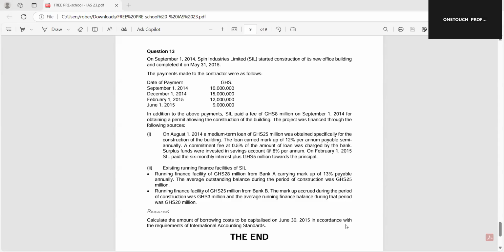2. Existing running finance facilities of SIL. Running finance facility of 28 million from Bank A carrying a markup of 13% payable annually. The average outstanding balance during the period of construction was 25 million. Running finance facility of 25 million from Bank B. The markup accrued during the period of construction was 3 million Ghana cedis, and the average running finance balance during that period was 20 million Ghana cedis. Required. Calculate the amount of borrowing costs to be capitalized on June 30, 2015, in accordance with the requirement of international accounting standards.